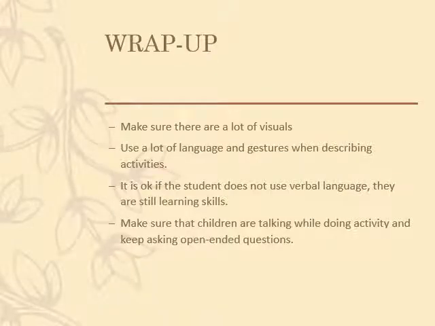And for the wrap-up, we want to make sure that there are a lot of visuals for this activity so that the students really understand what they're doing. And you want to make sure that you're connecting what they're doing with what they've already learned about trees. So you want to keep asking, what else can we put on a tree? What else do trees have? Using a lot of language and gestures when describing the activity. And it's okay if the student doesn't talk. They can point, or they can bring you to a spot in the room where they can show you what it looks like, because they are still learning those skills. And make sure that children are talking while doing this activity and keep asking those questions, because we want to make sure that they are staying engaged.